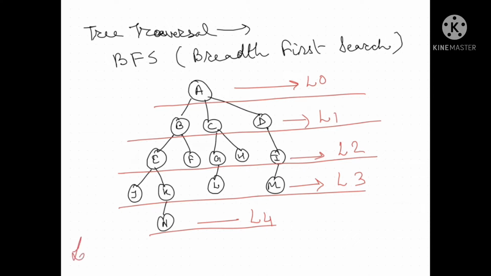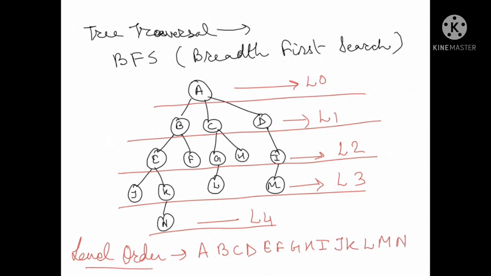So if I have to write the level order for this, what will it be? It will be A. Then B, C, D. Then E, F, G, H, I. Then the next level J, K, L, M, N. So this is the level order I am talking about. This is how it goes, when you have to travel across level by level.